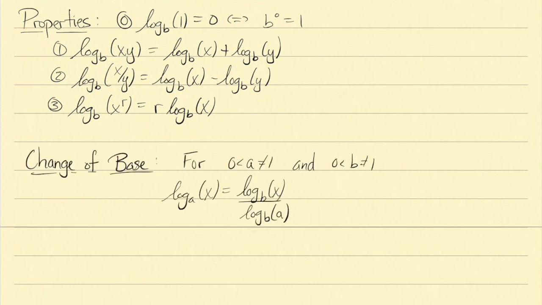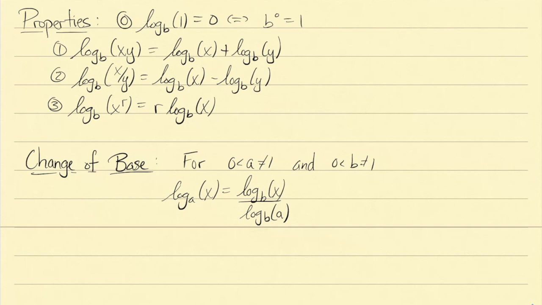The next property is called change of base. If you have one base a and another base b, and you don't like working in base a, you can change to working in base b by simply taking log base b of x divided by log base b of a.